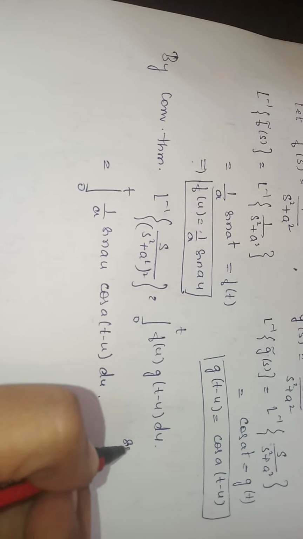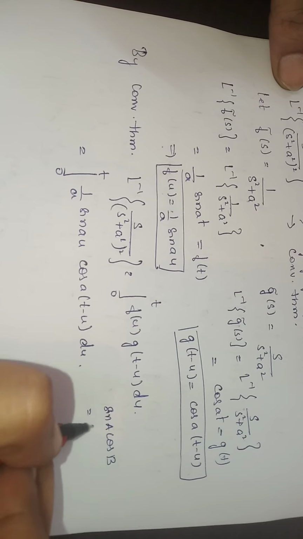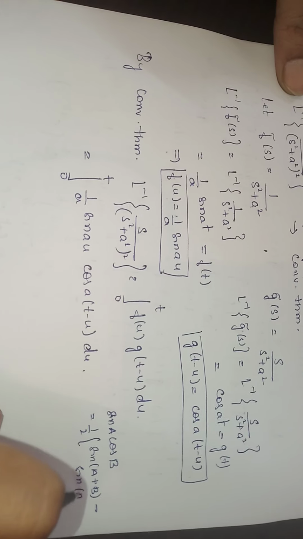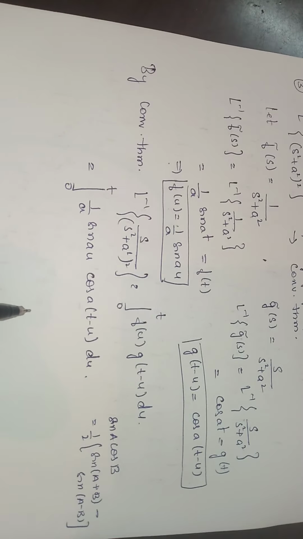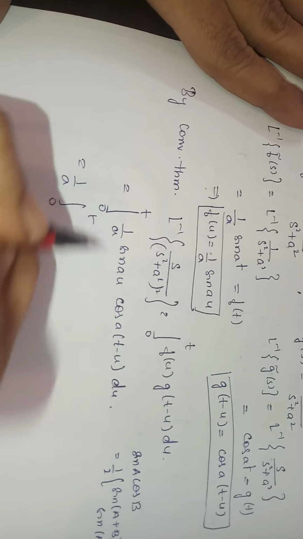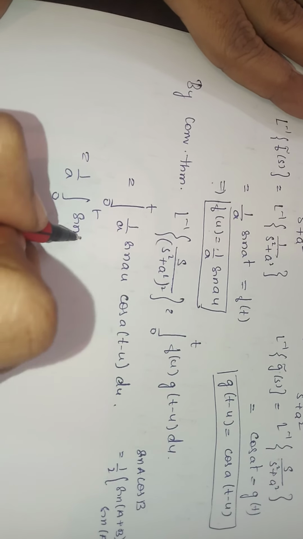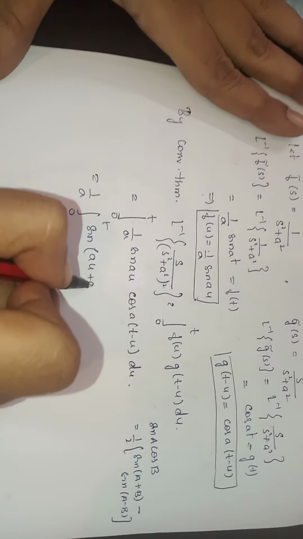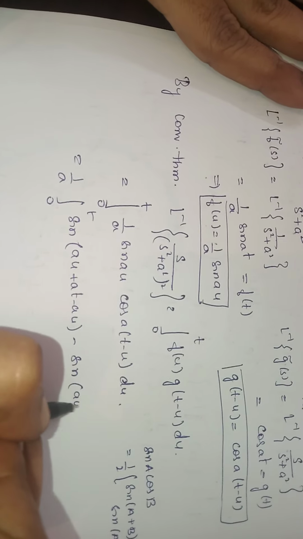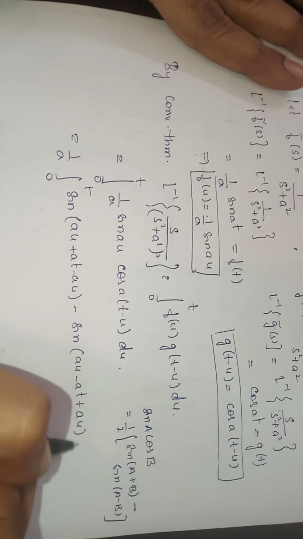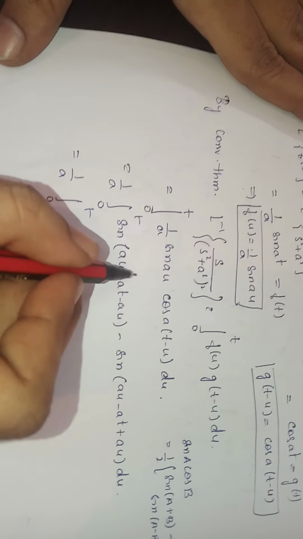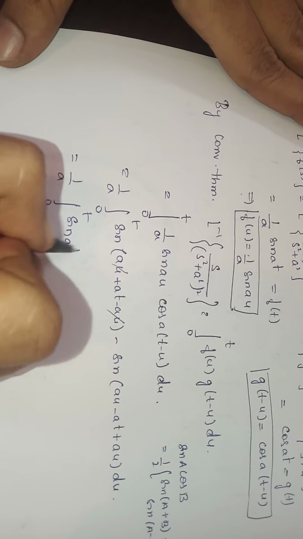Now this is of the form sine a cos b. Sine a cos b is 1 by 2 [sine of (a plus b) minus sine of (a minus b)]. So apply this because directly we cannot find out the integral. So now this becomes 1 by a outside, integral 0 to t sine of (a plus b), that means au plus at minus au, minus sine of (a minus b), au minus at plus au, du. So this is 1 by a, integral 0 to t, this and this get cancelled, it is sine at.